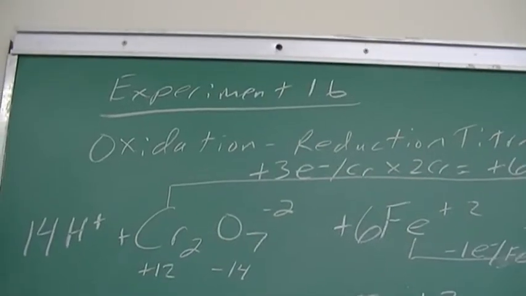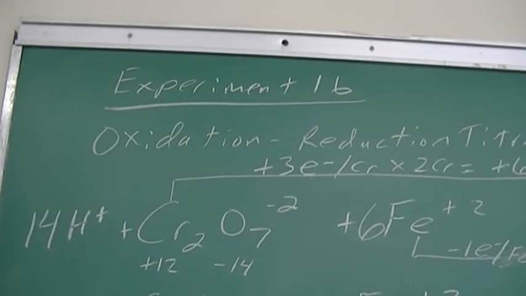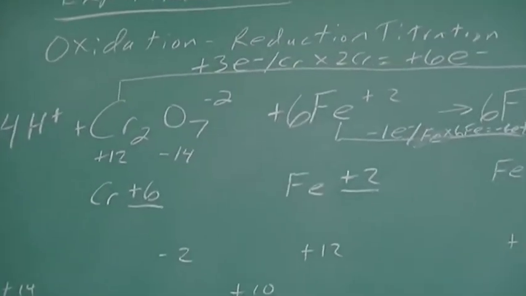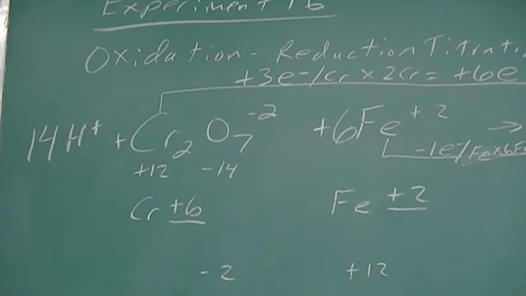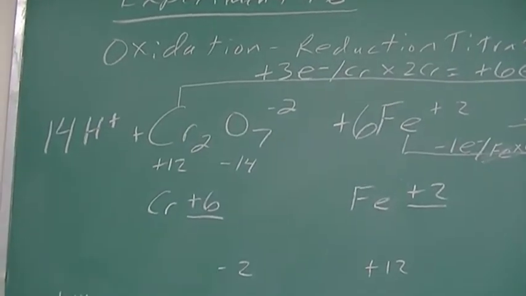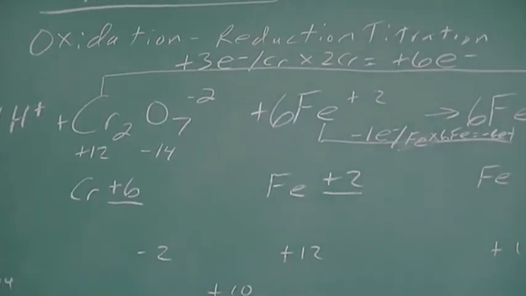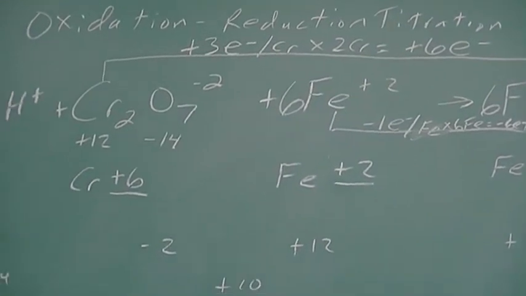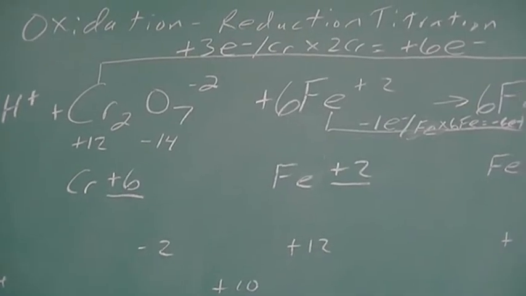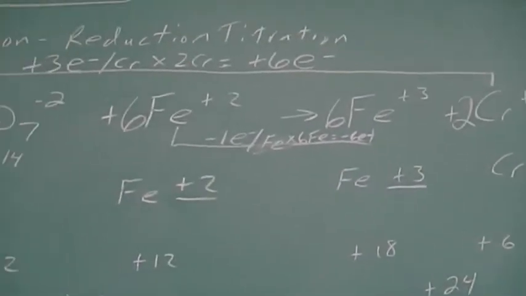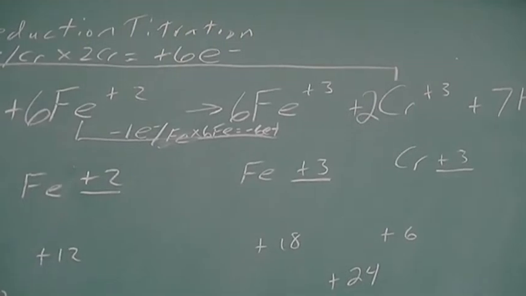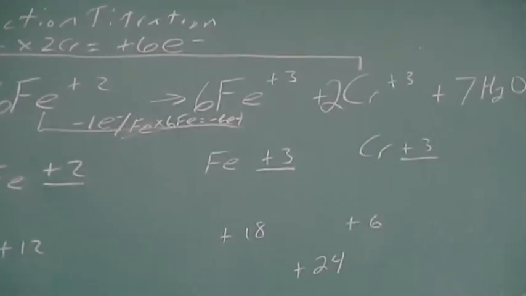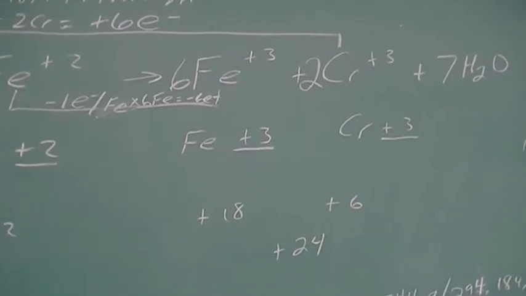Alright, now we're going to do experiment 16, which is an oxidation reduction titration. In this oxidation reduction titration, we're going to use the dichromate as potassium dichromate, and we're going to have iron in the form of an iron oxide unknown. And the products of this, so you have iron plus 2 is going to go to iron plus 3. The dichromate ion is going to go to chromium plus 3.